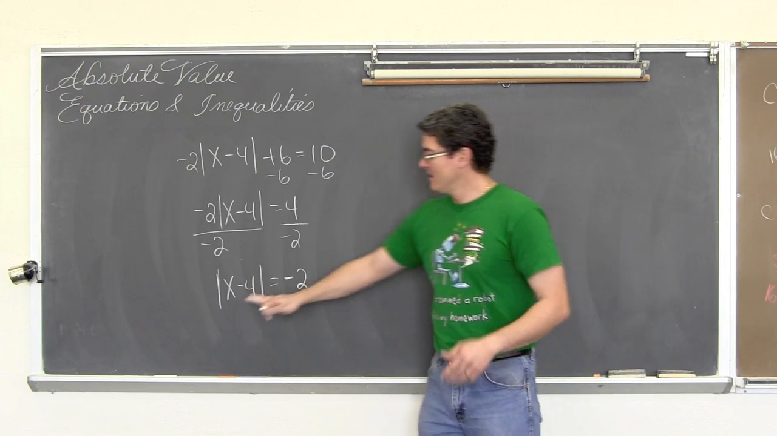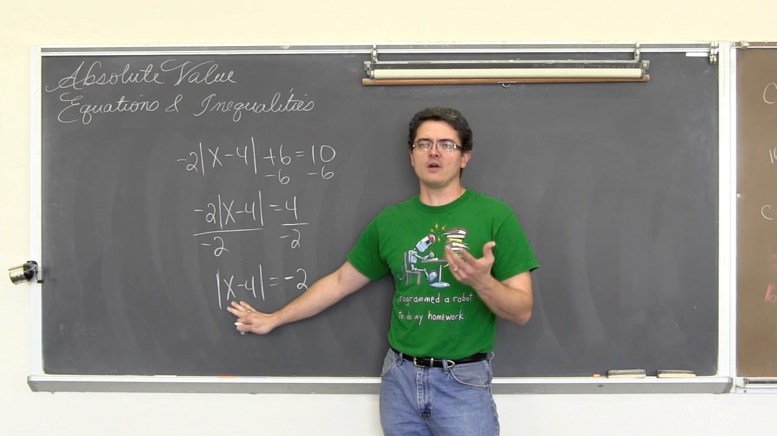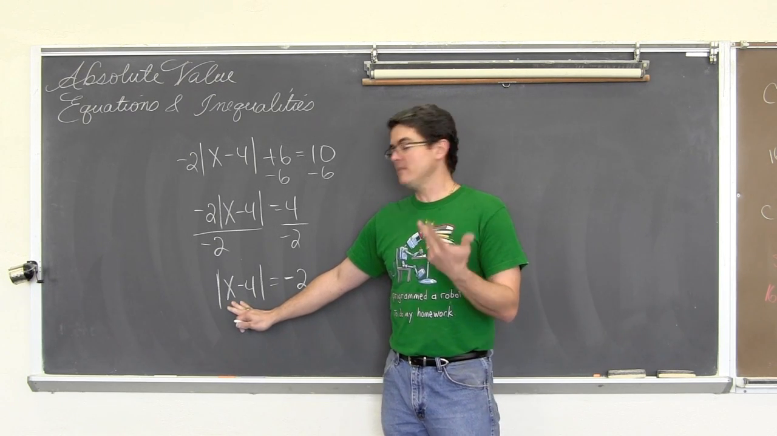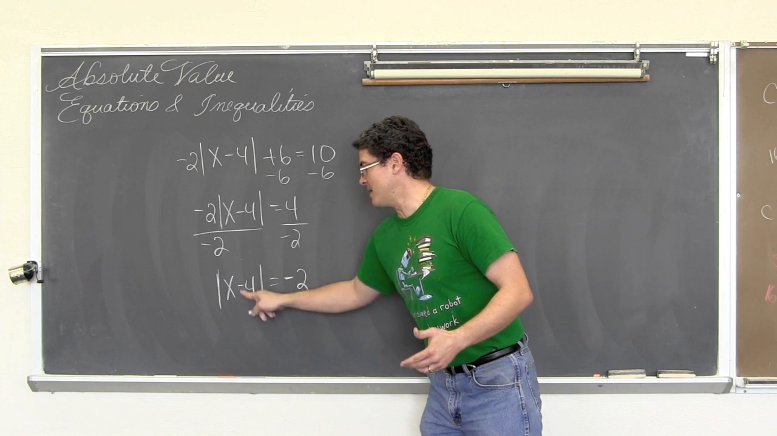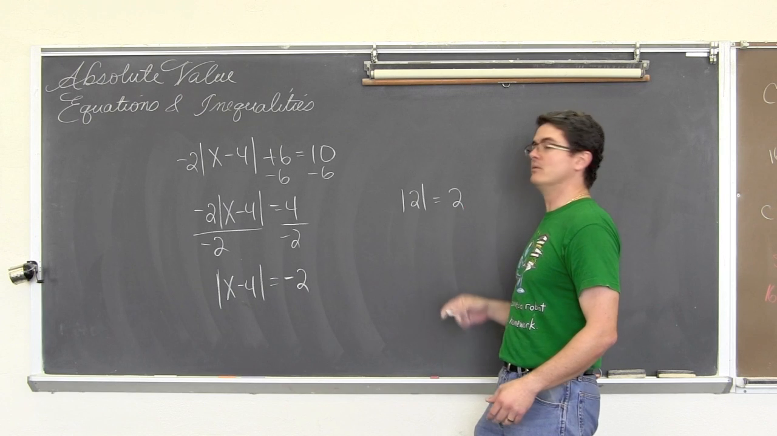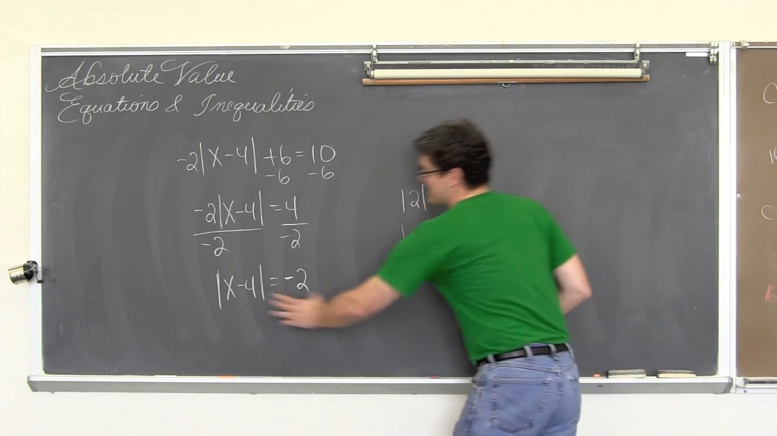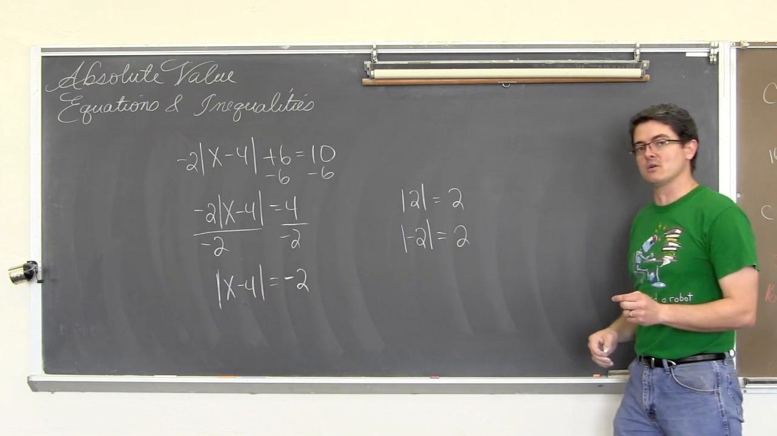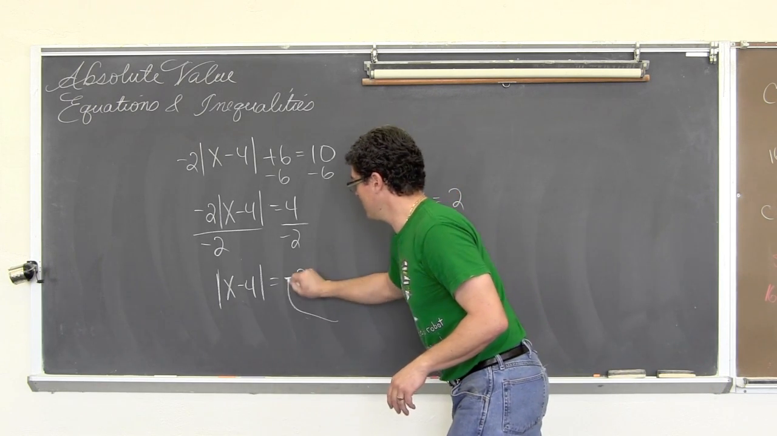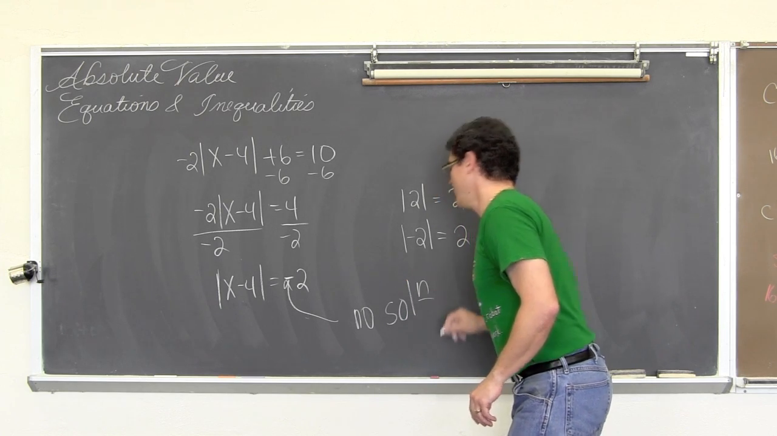The absolute value of a number tells you how far that number is away from 0 on the number line. And there really is no such thing as a negative distance. This is saying the absolute value of something is equal to negative 2. Well, the absolute value of 2 is equal to 2, and the absolute value of negative 2 is equal to 2. An absolute value will never give you a negative answer as a result. Hence, this right here, the fact that we have negative 2, means that there is no solution.